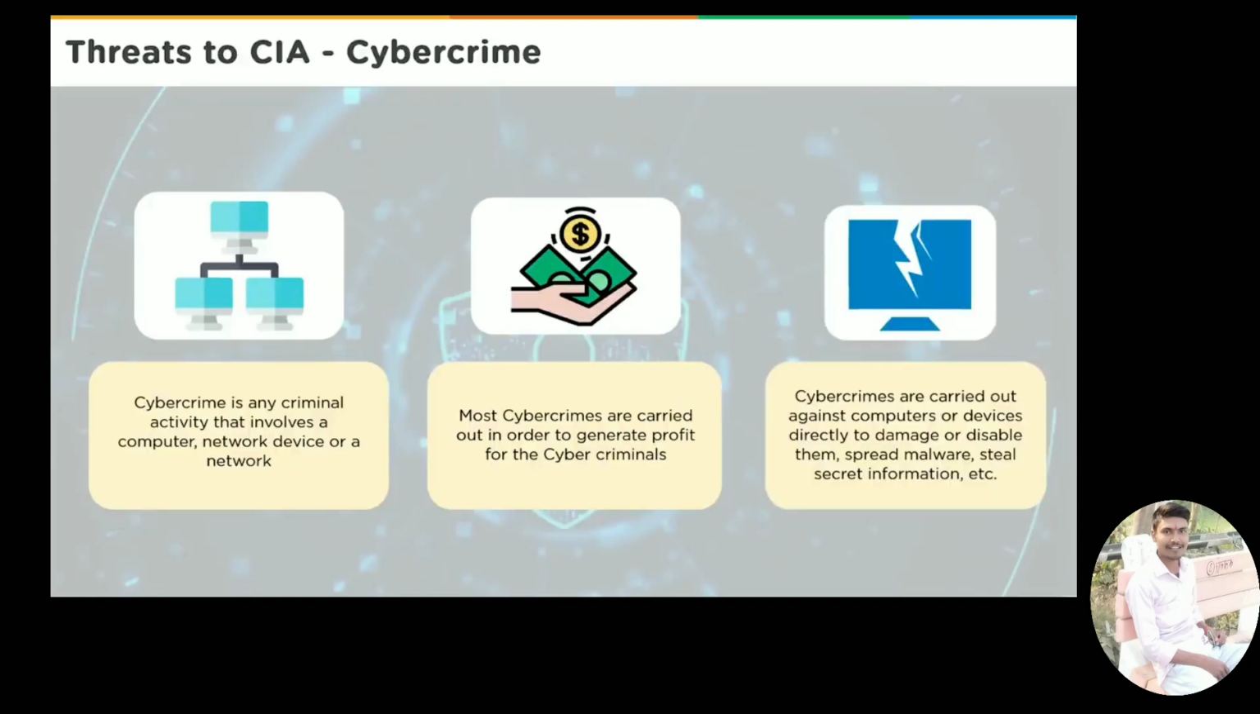Cybercrimes are generally carried out against computers or devices directly to damage or disable them, spread malware, steal secret information, etc. So this talks about the motivation part of cybercrimes. What would be the motivational aspect for a person to conduct such an activity, right? So basically to cause damage, like WannaCry happened in 2017. The perpetrators, those who used WannaCry, probably gained a lot in the ransom that they demanded for that data to be decrypted, but it also cost the world a lot of money in profits that were lost.